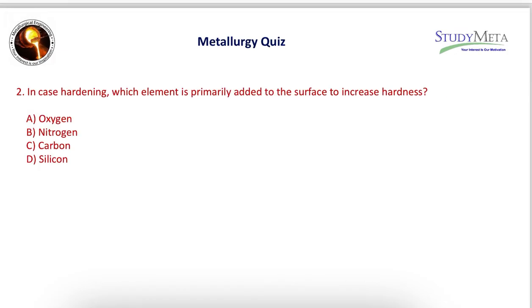In case hardening, which element is primarily added to the surface to increase the hardness of the material? So basically, case hardening is a surface heat treatment process which usually uses carbon. So here the correct answer is carbon.